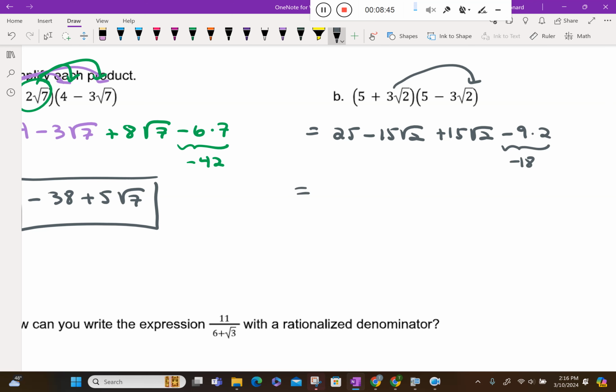Combining our like terms, we have 25 minus 18 is 7. And notice negative 15 root 2 and positive 15 root 2 are opposites. So we're left with just 7. This whole expression simplifies just down to that.